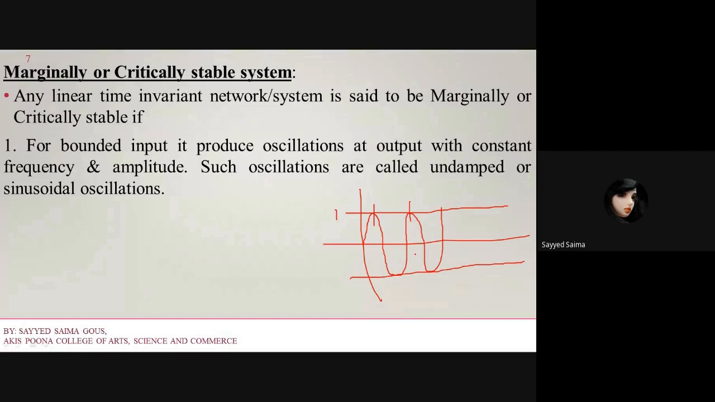So such type of oscillations are called undamped. Now what do you mean by damped and undamped? Damped oscillation means oscillations which reduce with respect to time. Suppose this is 1 volt, plus minus, then after some time it reduces, and here it gives zero value. So this is called damped oscillation and this is called undamped oscillation.